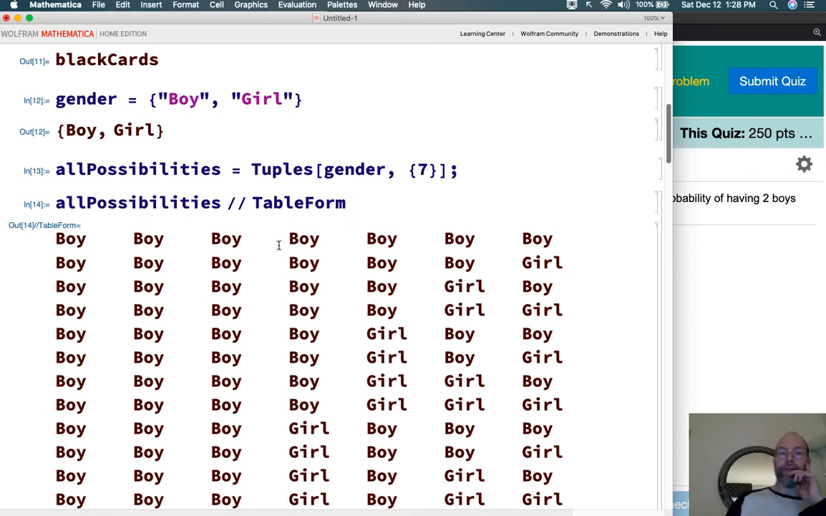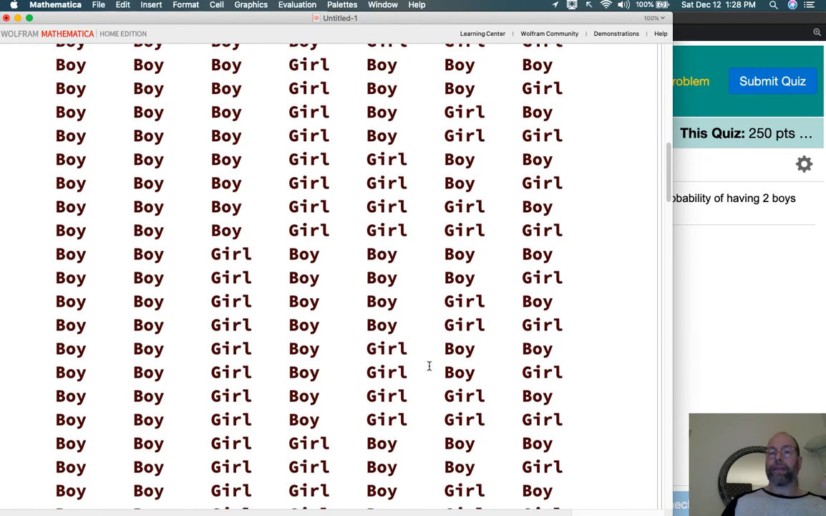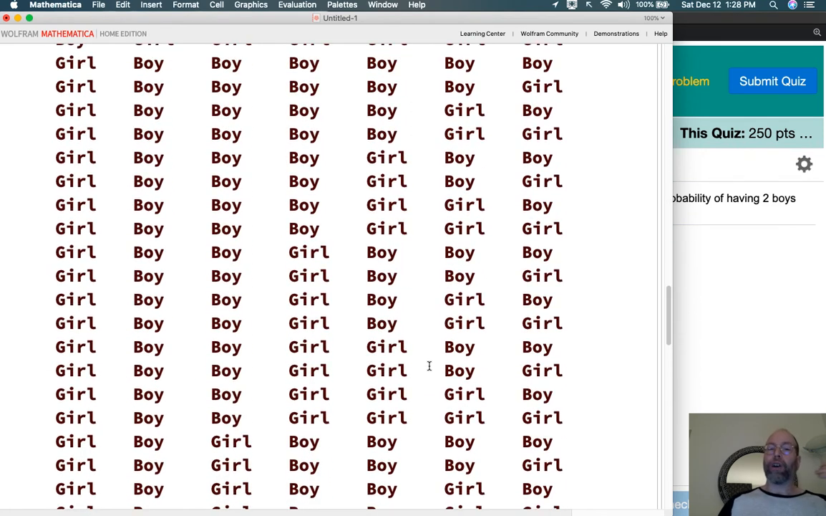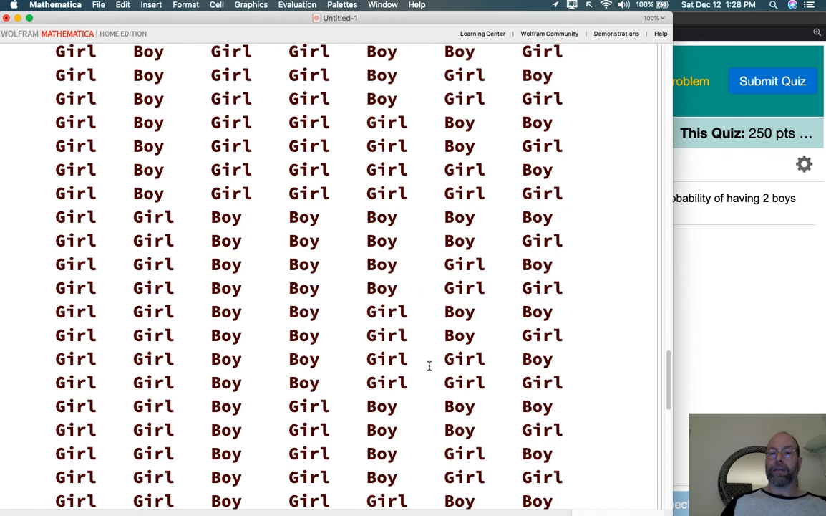So these are all the different possibilities. You could have 7 boys, you could have 6 boys and then a girl, you could have 5 boys, a girl, a boy, etc., etc. These are all the different possibilities. And Mathematica does a great job of enumerating all of these different possibilities.